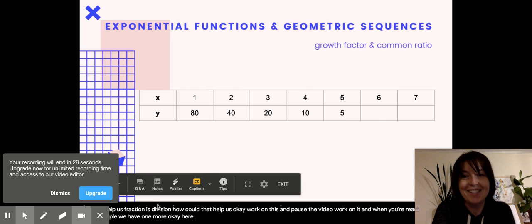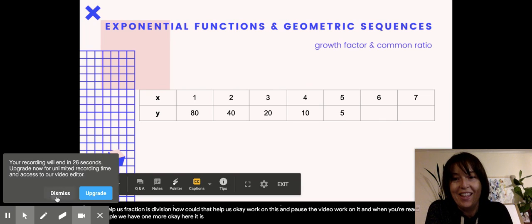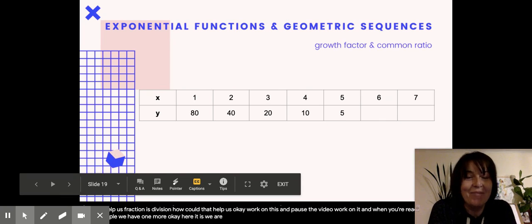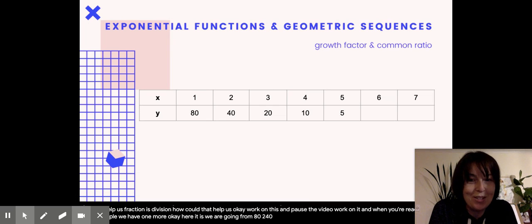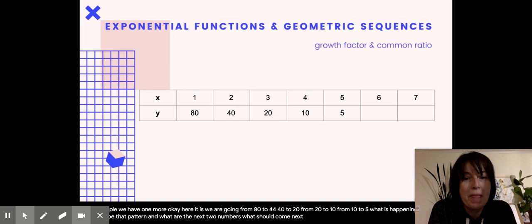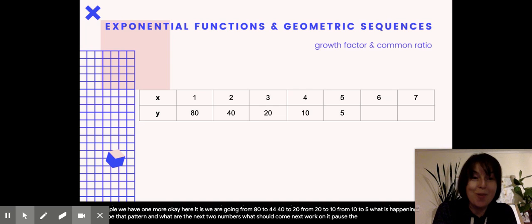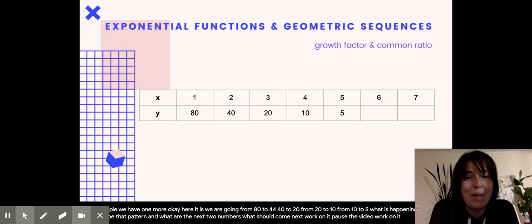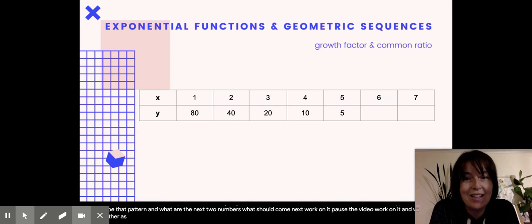Okay, here it is. We are going from 80 to 40, from 40 to 20, from 20 to 10, from 10 to 5. What is happening? How would we describe that pattern? And what are the next two numbers? What should come next? Work on it. Pause the video, work on it, and we will come back together as a class and you will work on these problems.